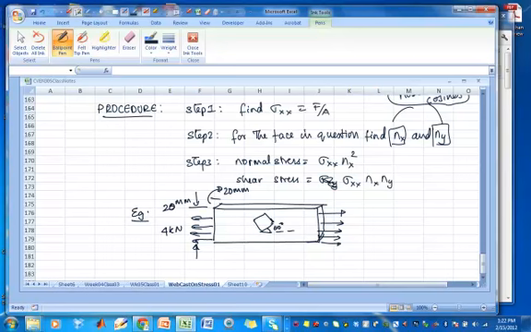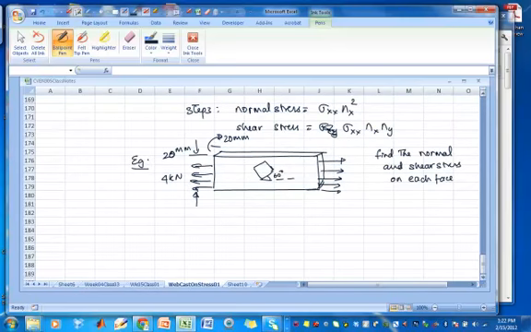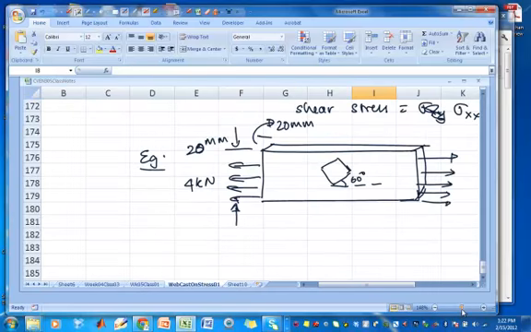Okay, so you have to find the normal and shear stress on each face. So we are going to do this. I will do it in Excel so you can see how this thing works, because I'm going to do the whole thing, all the numerical calculations and everything. So in order for you to see this better, I'm going to expand it a little bit.